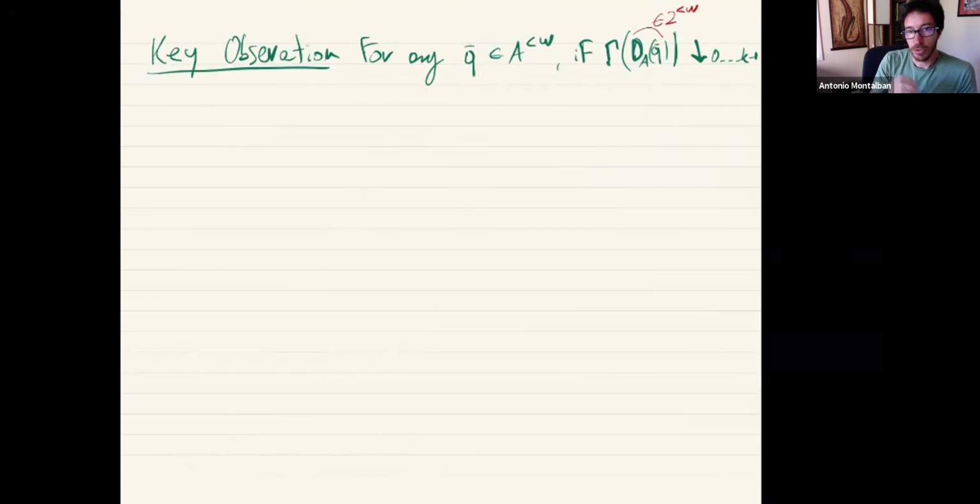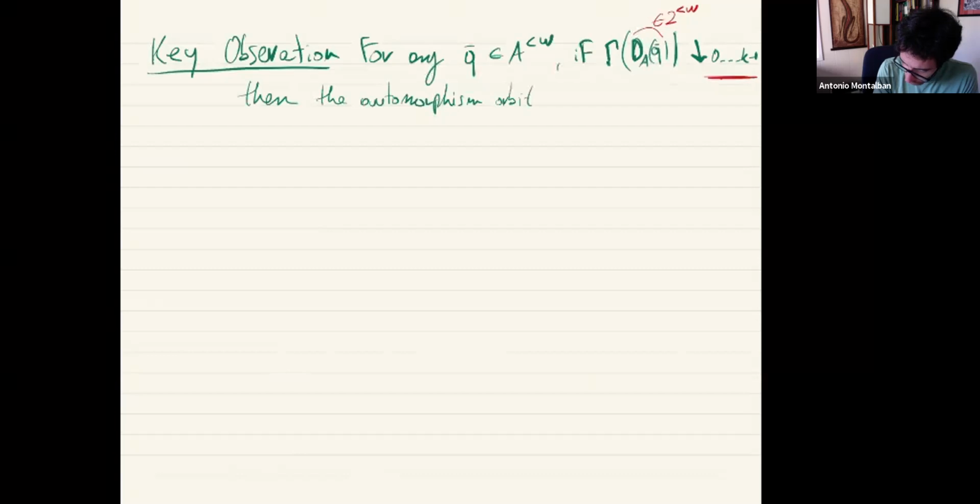Because this Q is a finite string. So if you input a finite string as an oracle, and suppose it converges on the first K values, then the automorphism orbit of this tuple Q up to the number K, which is how much it converges, is determined by the diagram of Q in A.